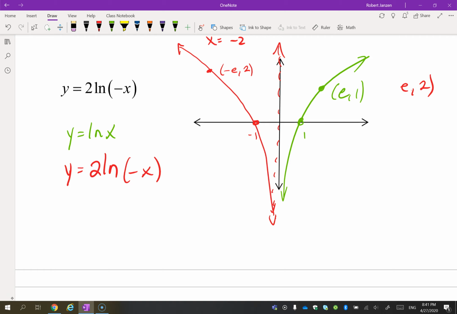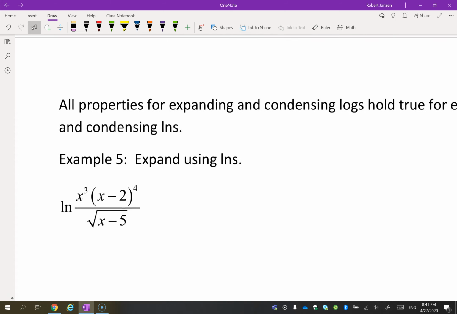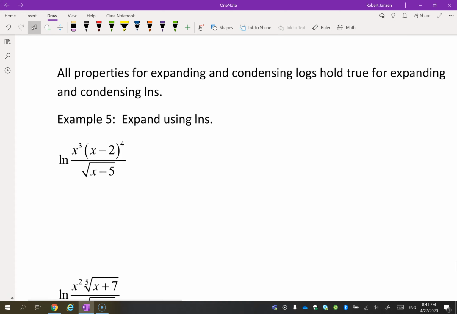Okay? So there's our graph. So that's good practice. They just look like the log graphs and the exponential graphs. Okay, we'll take a break there. I will give you the rest of it in the next lesson.